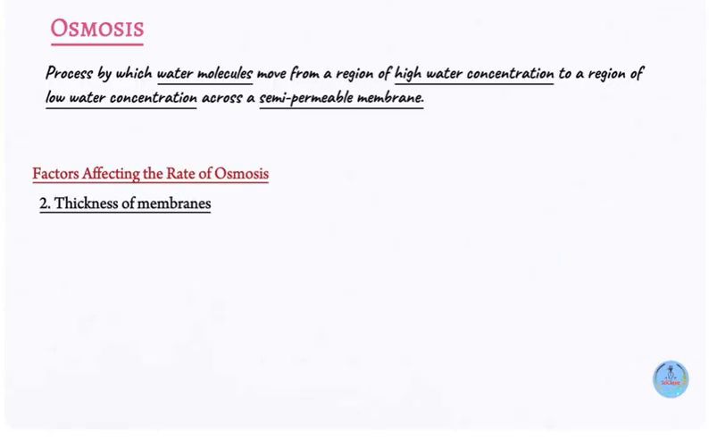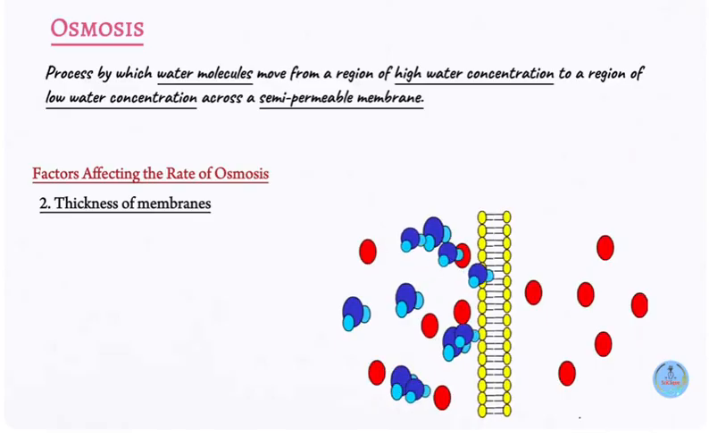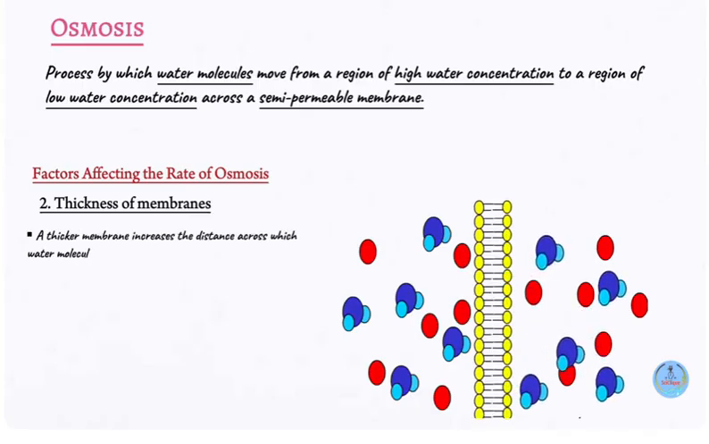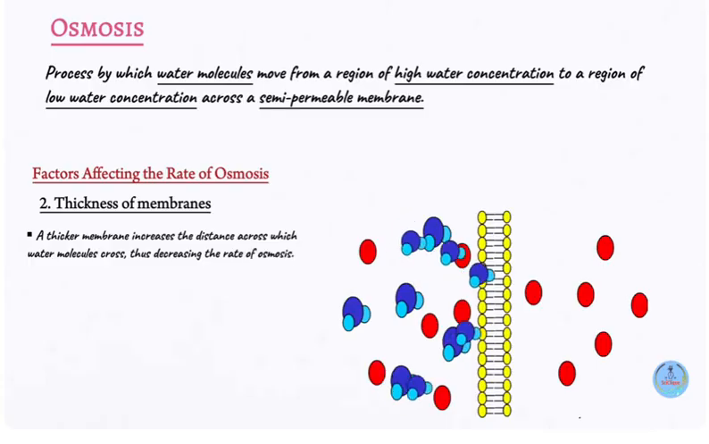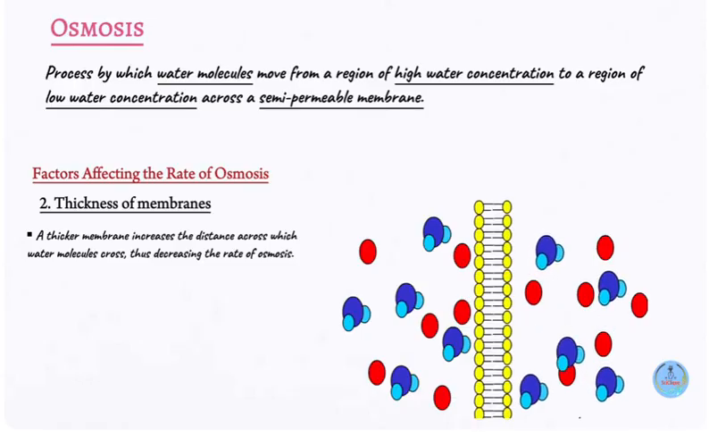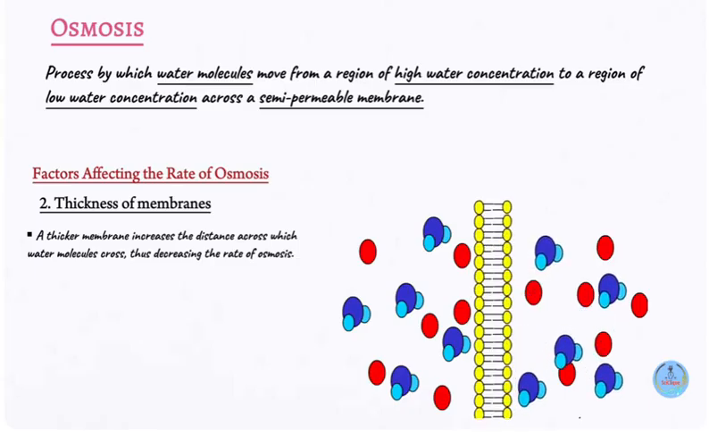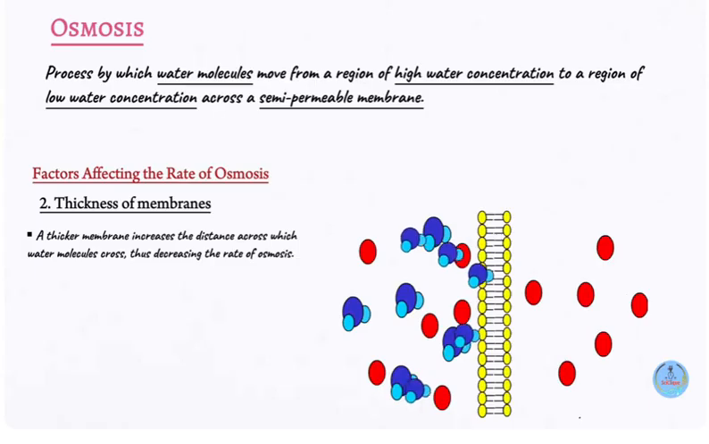Another is the thickness of the membrane. As mentioned, osmosis can only happen across a semi-permeable membrane. But if you have a membrane that is thinner, it's going to provide a shorter distance and therefore water molecules are going to move at a faster rate. However, thicker membranes provide greater distance. So you're going to have a large distance that needs to be covered by the tiny water molecules, and therefore the rate of osmosis is going to be slower.